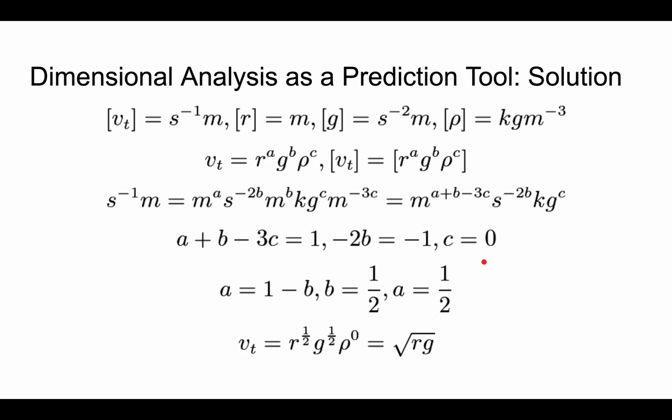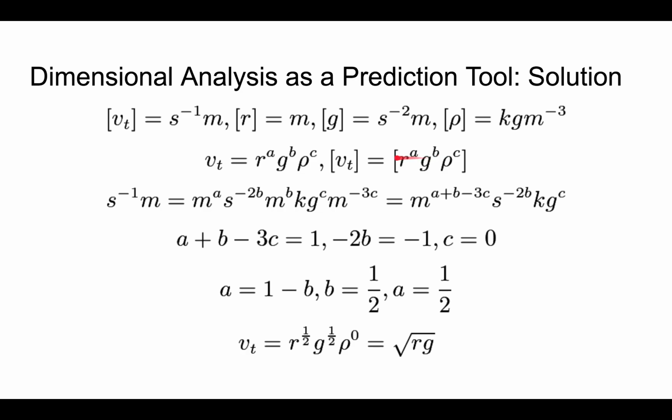Now what we do is, we know that we are combining all of these quantities multiplicatively. So we can guess the form of our solution is going to be that terminal velocity is going to be equal to r to the a power times g to the b power times rho to the c power, where all of these are as yet undetermined real numbers. And that the units of this expression have to be the same as the units of this expression.